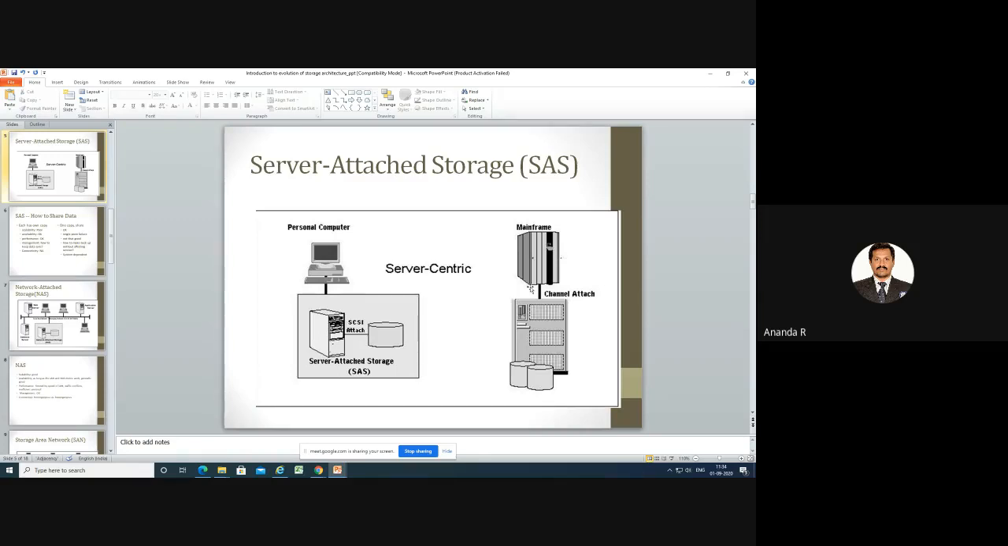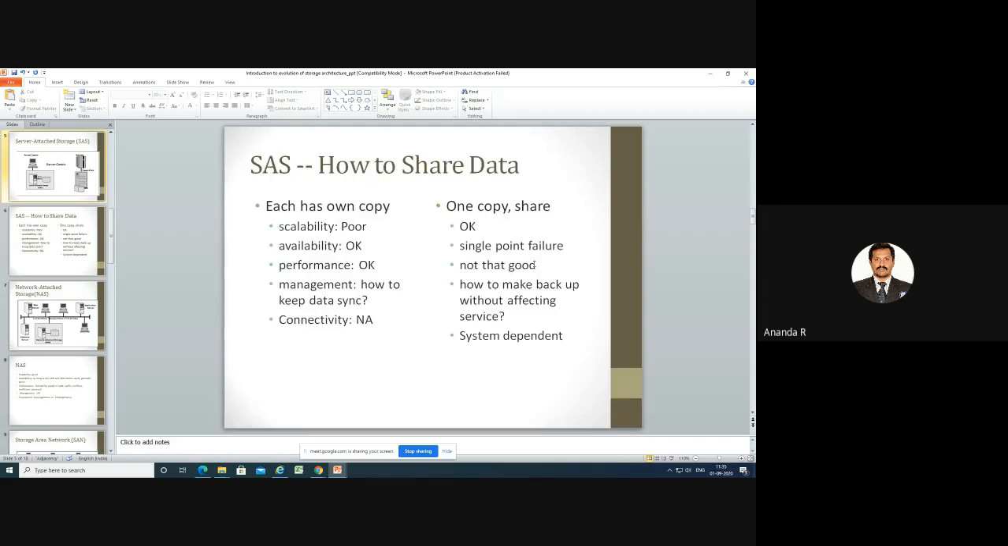We have one more example, called channel attached, to the mainframe system. This is also a diagram which shows how server attached storage systems can be represented using a small diagram. Okay, so we go for the next slide.